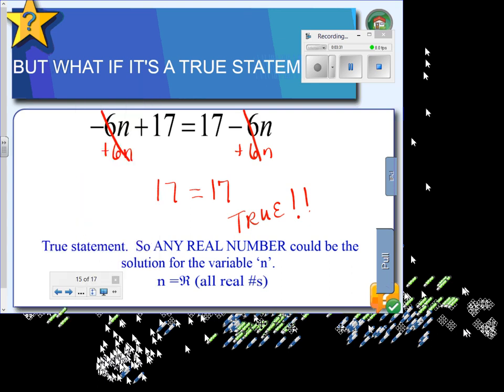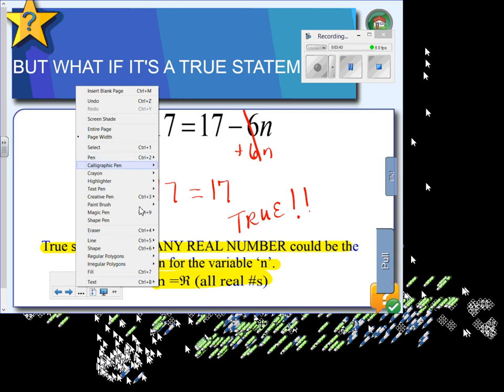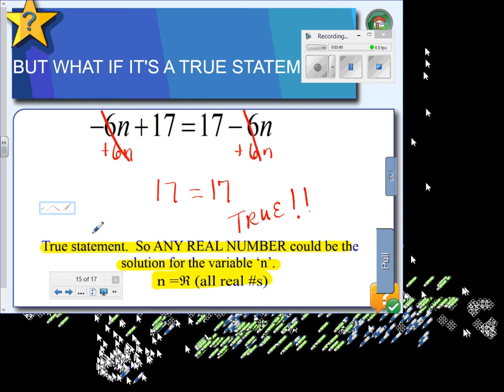Now, that doesn't really help us that much because we still don't know what n's value is precisely, right? So it's just as useless as the last scenario where we found there's nothing that n could be. But this one, it could be anything, any real number. And you would say that n is equal to all real numbers. The solution for n is equal to all reals. So just draw a little reinforced R there, and you're good to go.